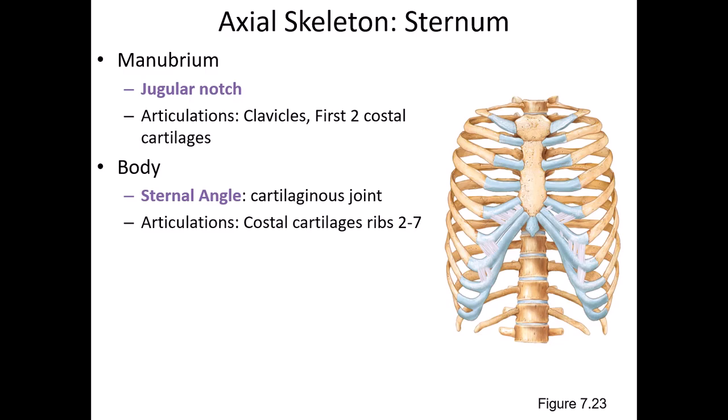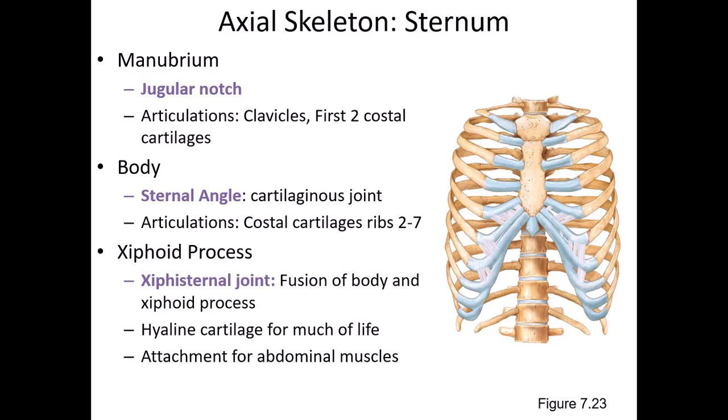The body receives the costal cartilages for ribs 2, 3, 4, 5, 6, and 7, and those are all considered true ribs because they have a direct connection between the rib and the sternum with just one piece of cartilage. That cartilage, by the way, is hyaline cartilage, the most common type that we have.